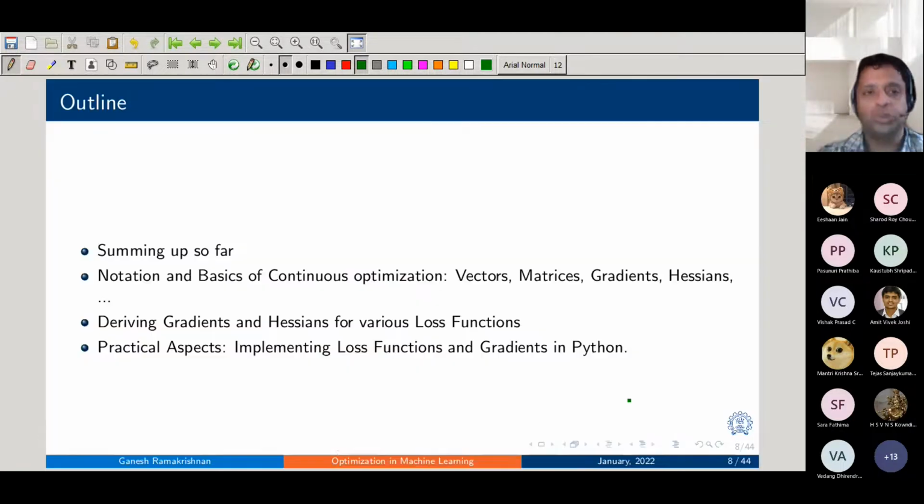Okay, so what we'll now move on to is notations and basics for continuous optimization. I'm going to make it a very quick recap of vectors, matrices, gradients, Hessians, etc. This is going to be important, and I would insist everyone does this. I'm going to leave some homework problems. You can always look up the internet to get the answers, but please solve them yourselves. Okay, so I'm going to insist.